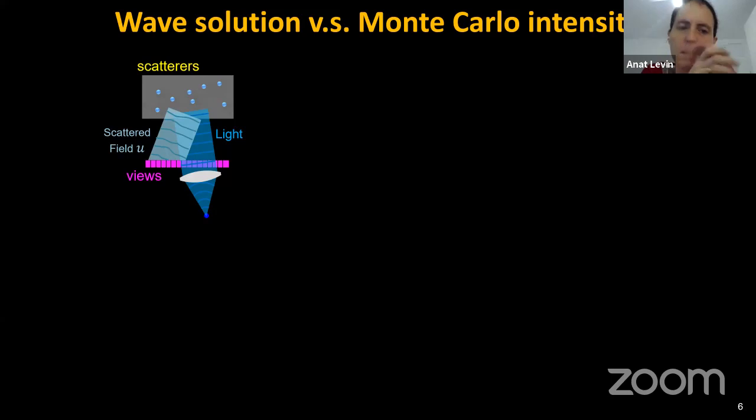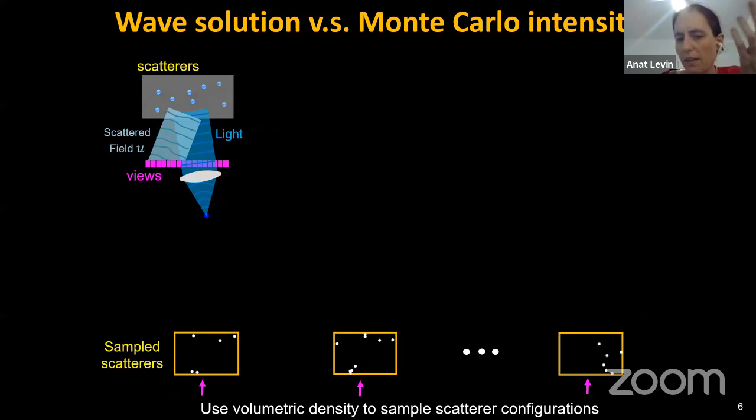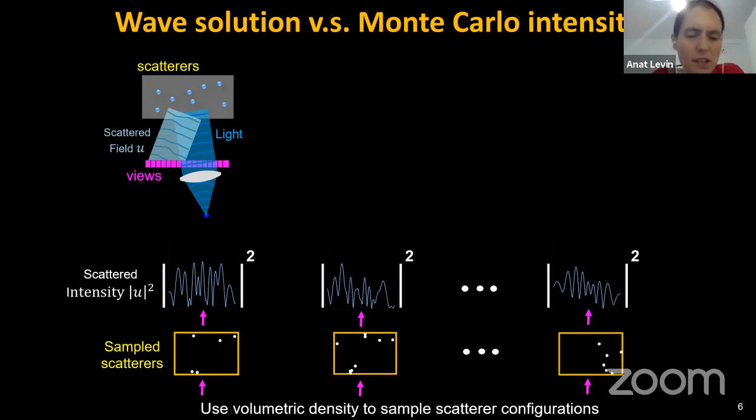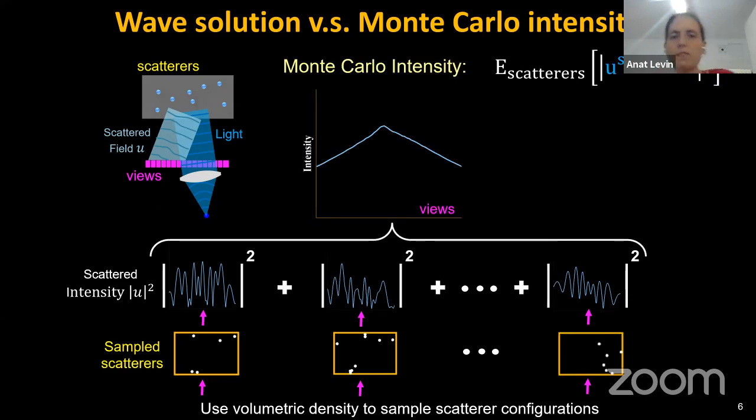To understand this relation, let's do the following exercise. Suppose that we have some statistical description of a material, density, whatever, and from this density, we sample a few particle instantiations. All have the same density, but you have different particle positions. For each particle instantiation, you solve the wave equation, you get a scattered field, and you can also square it and compute the intensity. Then we'll just average all these scattered fields. And when we average, we get some smooth curve. This smooth curve is the result of a Monte Carlo process.